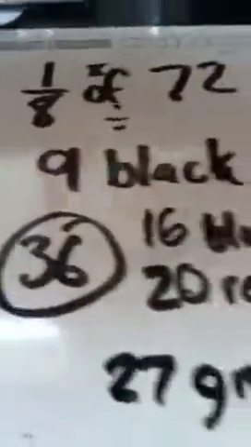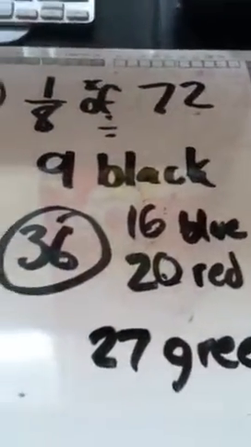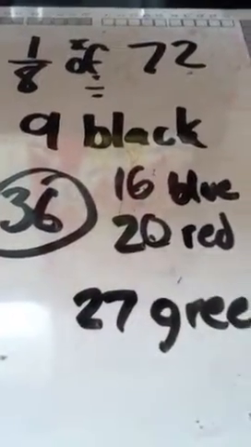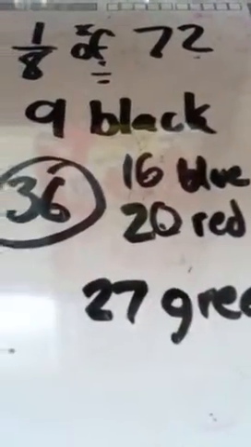So I'm going to take 72. I'm going to subtract 45. I can't subtract 5 from 2, so I'm going to borrow. So that is a 6. The 1's column is a 12. 12 minus 5 is 7. 6 minus 4 is 2. So I have 27. So my final answer then would be, I have 9 blacks, 16 blues, 20 reds, 27 greens.